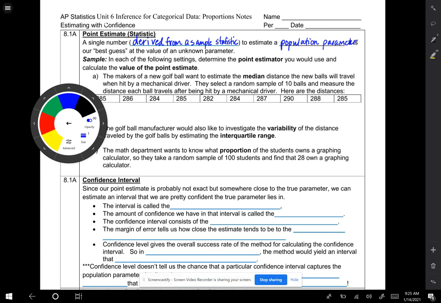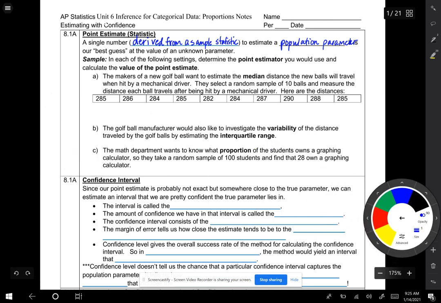Let's look at some examples. In each of the following settings, determine the point estimator you would use and calculate the value of that point estimate. So, example A, the makers of a new golf ball want to estimate the median distance the new balls will travel when hit by a mechanical driver. They select a random sample of 10 balls and measure the distance each ball travels after being hit by a mechanical driver. Here are the distances. It's not really giving any units, but I'm going to assume it's yards. So for this particular problem, it's talking about the median. So the point estimator is the median of our sample.